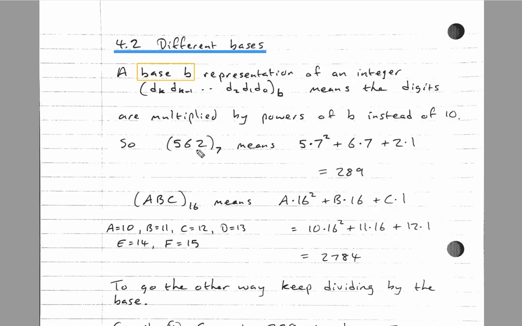So 562 base 7. Let's convert that back to base 10. This means 2 ones plus 6 sevens plus 5 7 squareds. Work that out, that's 289. This is the base 10 representation, but we don't need to write the base for base 10, it's just the regular number.